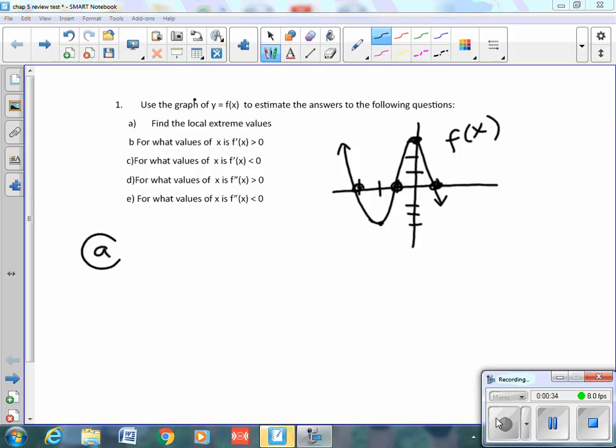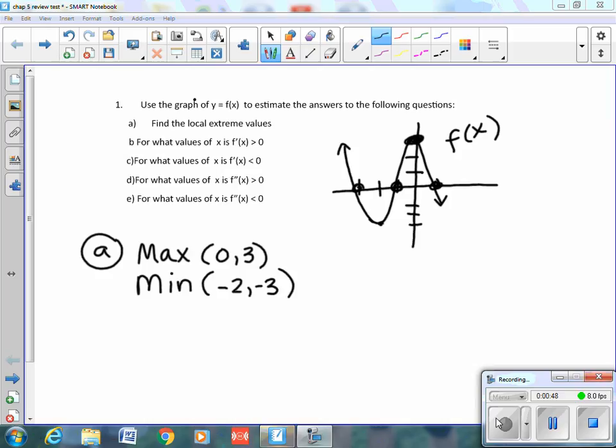I'm going to put the A down here. There's a maximum value at (0, 3). Be able to see that there's a maximum value. There is a minimum value at (-2, -3). So we're done with A.